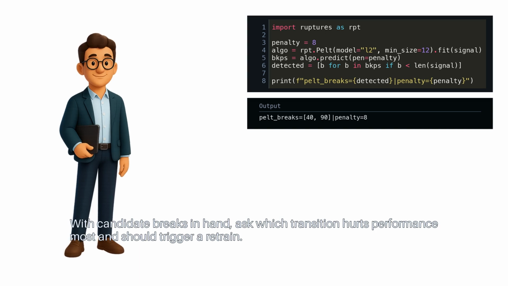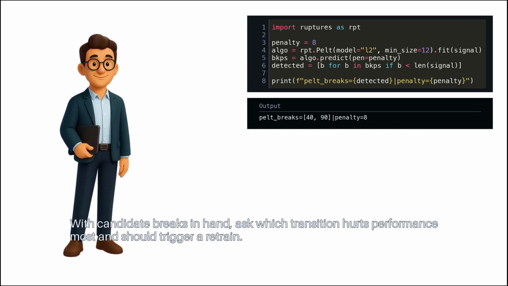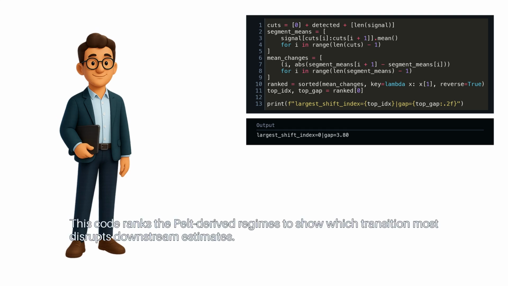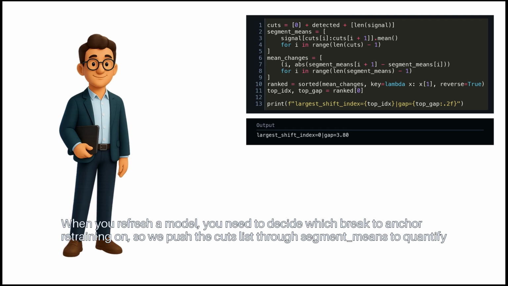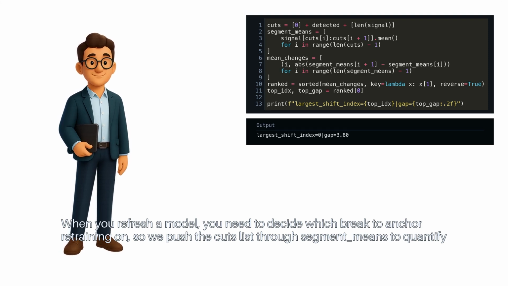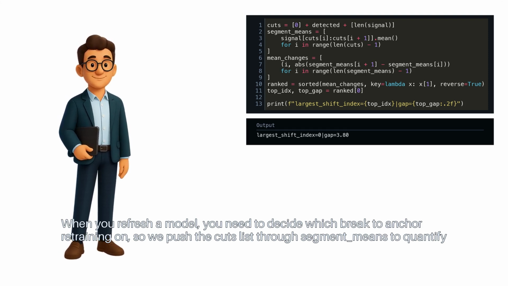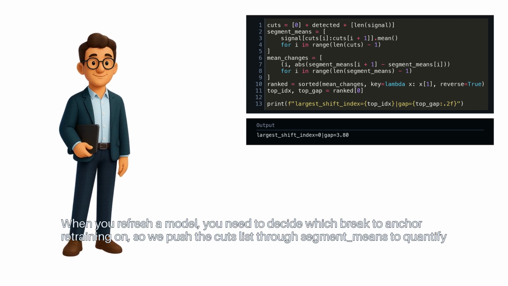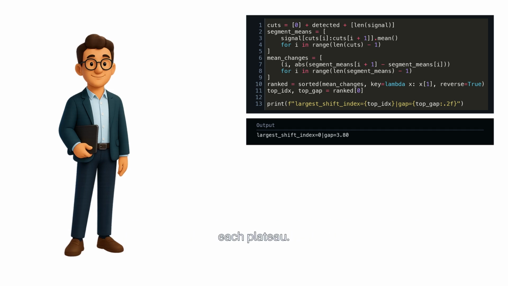With candidate breaks in hand, ask which transition hurts performance most and should trigger a retrain. This code ranks the Pelt-derived regimes to show which transition most disrupts downstream estimates. When you refresh a model, you need to decide which break to anchor retraining on, so we push the cuts list through segment means to quantify each plateau.